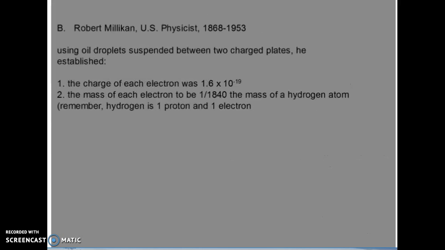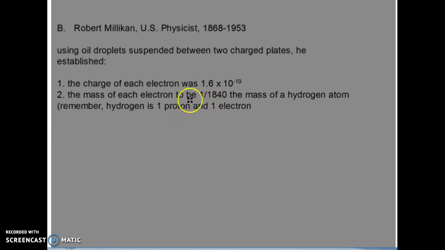And then to build on J.J. Thomson's work, Robert Millikan, a U.S. physicist, used tiny little droplets of oil suspended between two charged plates. He got them to basically stay suspended between the two charged plates. He actually used that method to come up with the actual charge of each electron, and also the mass of each electron.